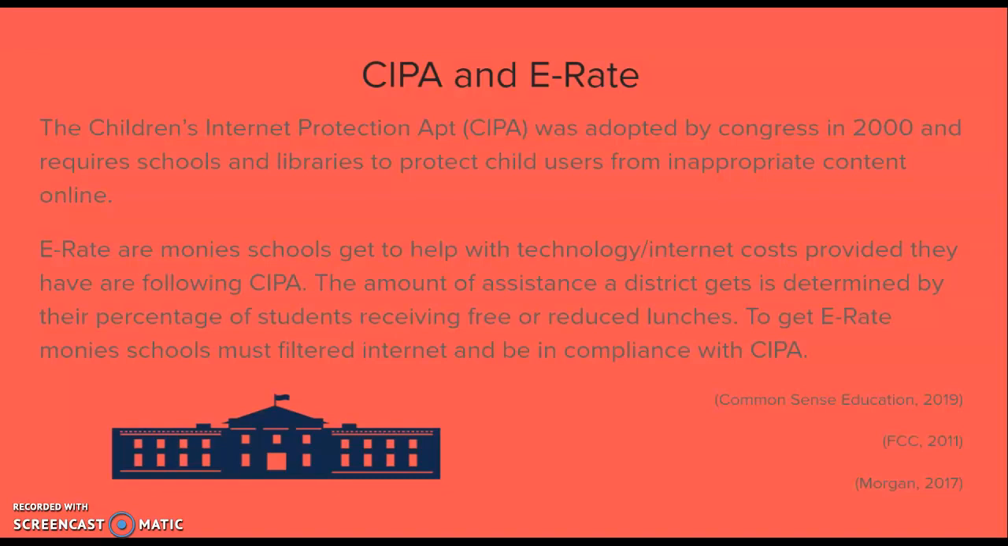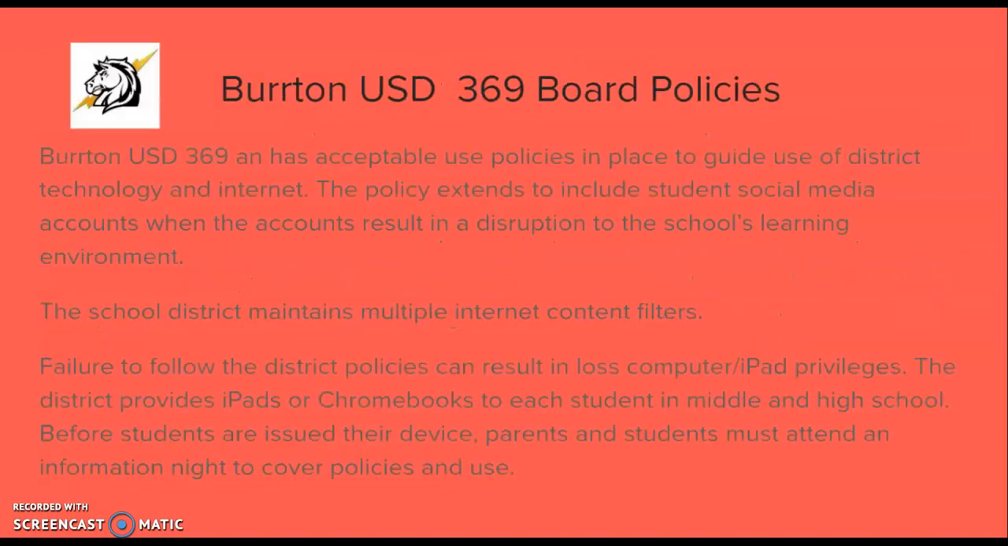CIPA, or the Children's Internet Protection Act, was adopted by Congress in 2000 and requires schools and libraries to protect child users from inappropriate content online. This is done in the form of different filters they're required to have. E-rate monies are monies schools get to help with technology and internet costs, provided they are following CIPA. The amount of assistance a district gets is determined by their percentage of students receiving free or reduced lunches. To get E-rate monies, schools must have filtered internet and be compliant with all pieces of CIPA. That comes to us from 3 different resources: Common Sense Education, the FCC, and Morgan.